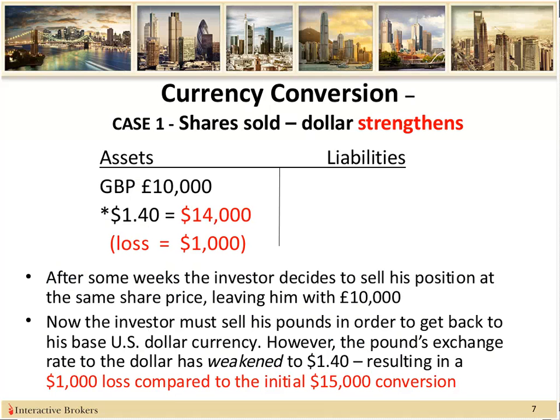However, when the investor enters the reverse currency transaction to get pounds back into dollars, he or she finds that the pound has fallen against a stronger dollar, where the pound now buys only $1.40. So selling 10,000 pounds at $1.40 leaves the investor with $14,000, which means a $1,000 capital loss due to a rise in the value of the dollar, while his or her investment was denominated in British pounds.